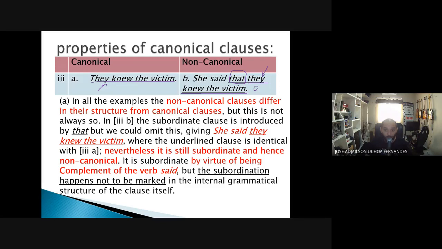This is the same as A. So what happens? Nevertheless, it is still subordinate and hence non-canonical. It is subordinate by virtue of being complement of the verb said. She said. What did she say? She said so and so. She said this. There is no she said as an independent sentence. If I come to you and say, oh, Vitor said, Professor, what did Vitor say? Vitor said that he studied a lot this weekend. So there is a subordination relationship between Vitor said and what Vitor said.